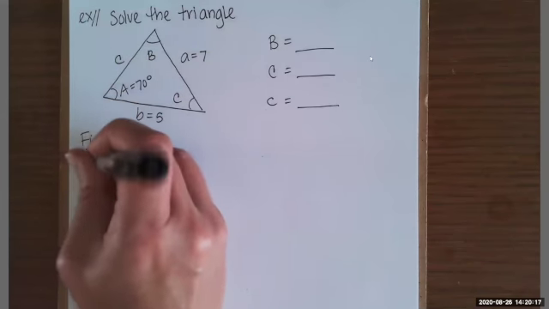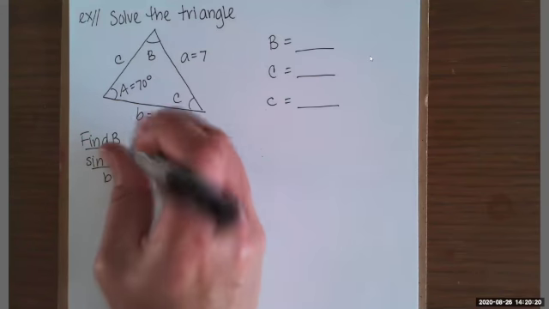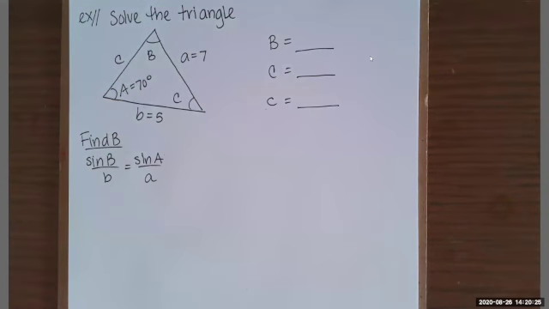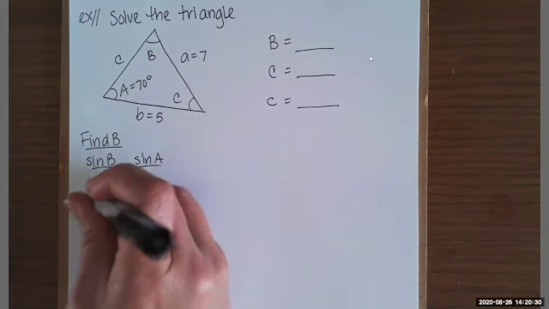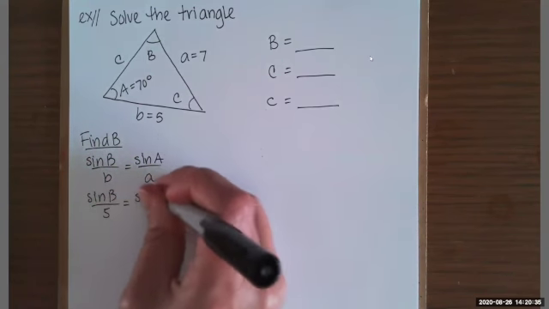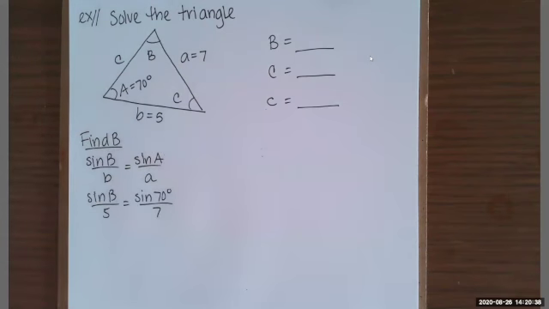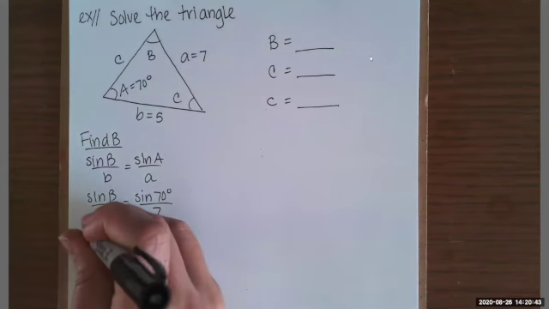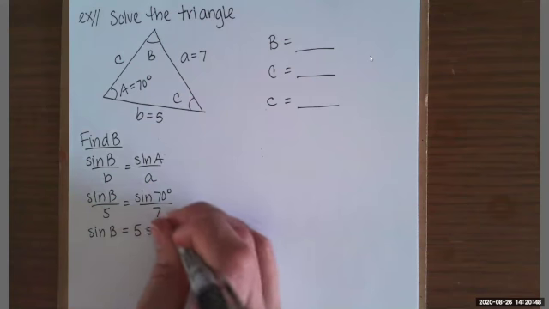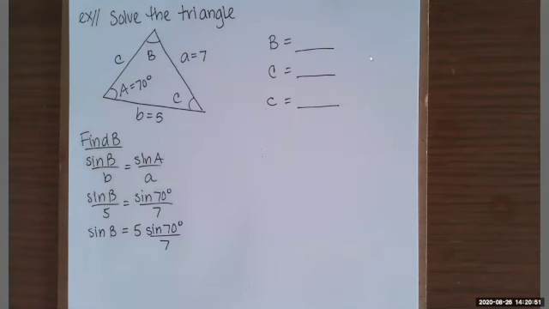I set up sine of B over little b is equal to sine of A over little a. Next step, we'll fill out our information. So I have sine of B over 5 is equal to sine of 70 over 7. We're solving for B, so my next step is multiply both sides by 5. So I have sine of B is equal to 5 times sine of 70 over 7.